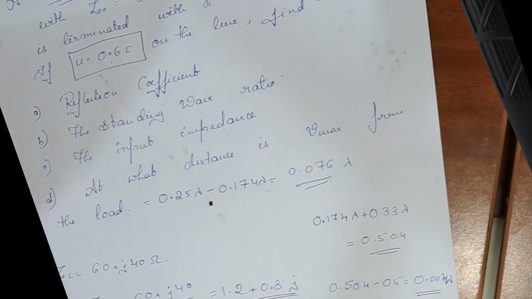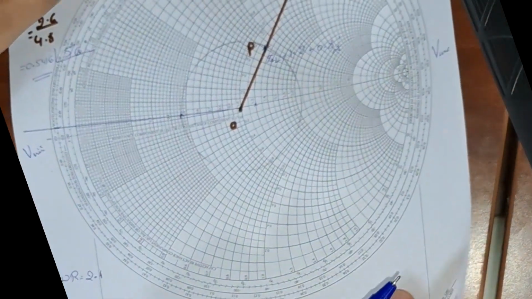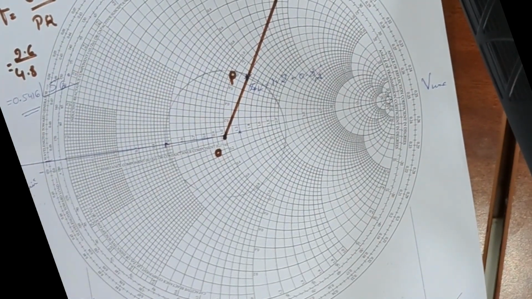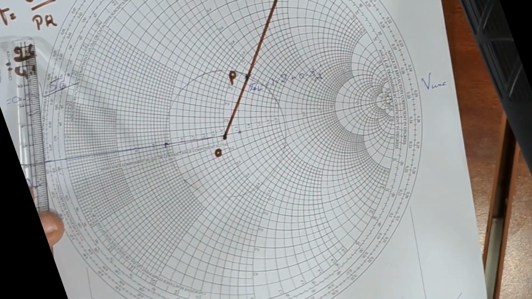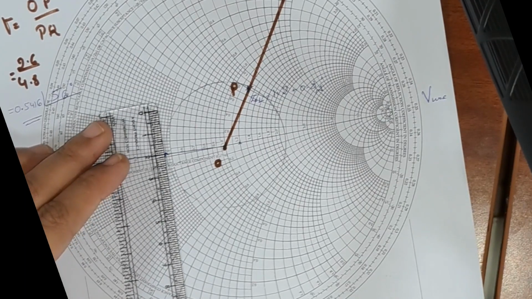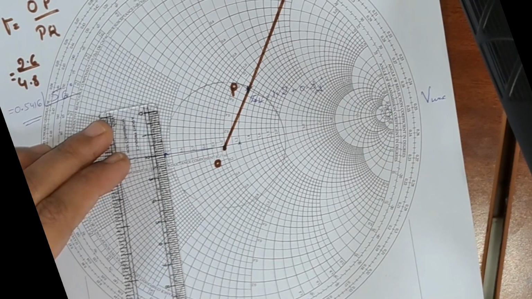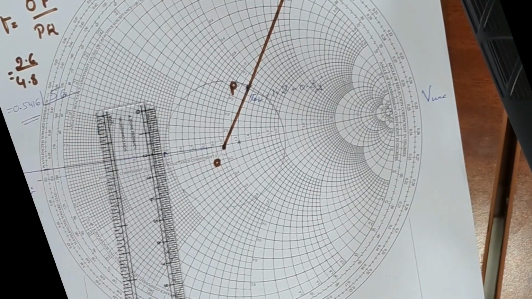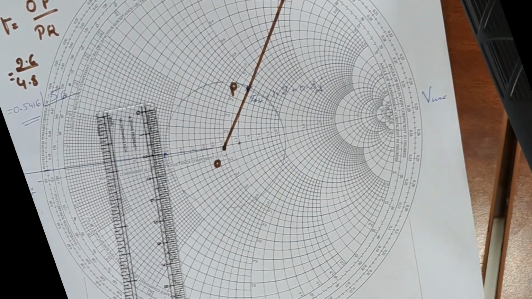So that's how you solve the problem, and this is how your Smith chart looks. If you want to verify your reflection coefficient, just draw the straight line from here to this particular measurement, and then you get the value. Otherwise, one more method: ZL minus Z naught divided by ZL plus Z naught.